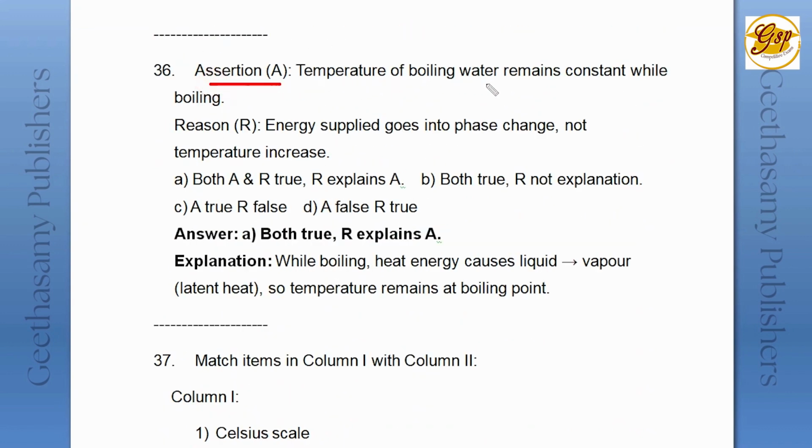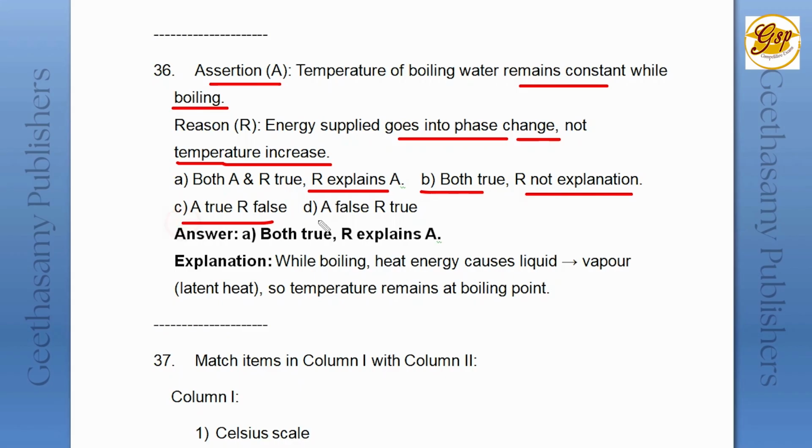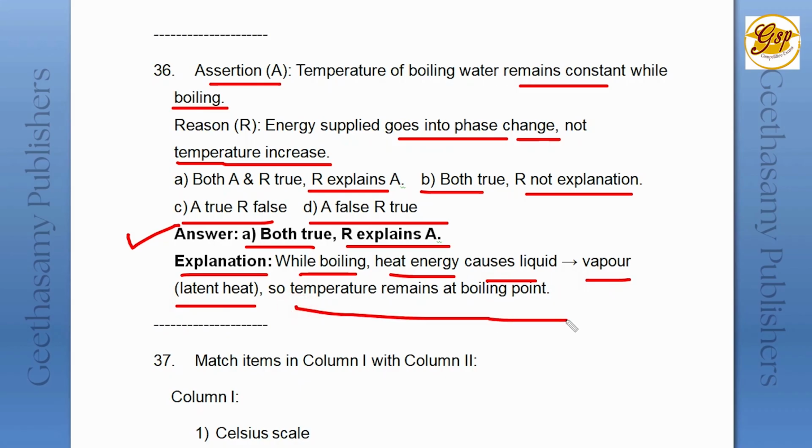And 36th question. Assertion: The temperature of boiling water remains constant while boiling. Reason: The energy supply goes into phase changes, not temperature increases. Options: both A and R are true and R explains A; both are true but R does not explain A; A true, R false; A false, R true. The correct answer is both are true and R explains A. The explanation is that while boiling, heat energy causes the liquid to become vapor as latent heat. So the temperature remains at the boiling point.